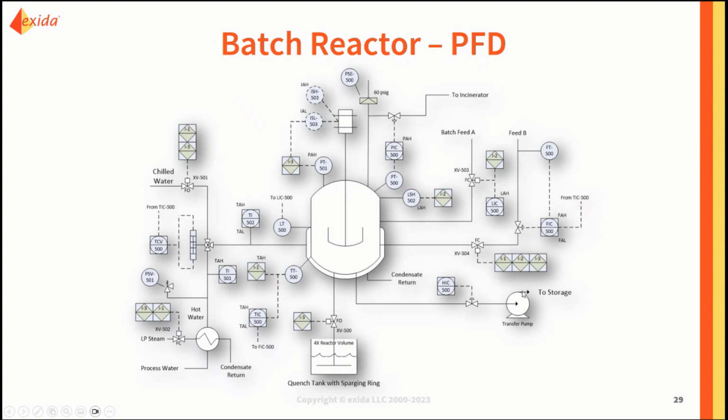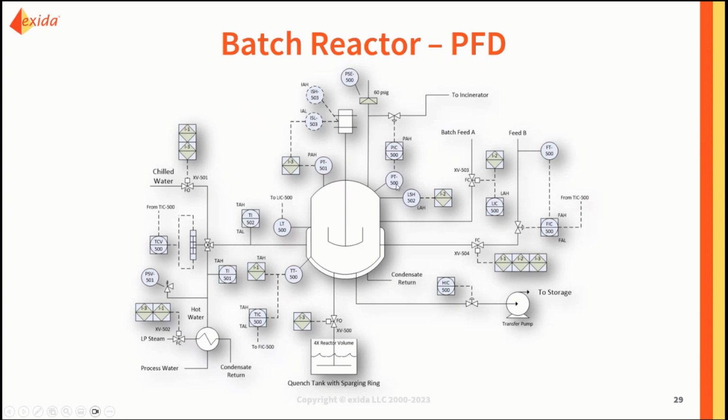The product is going to be transferred with this transfer pump to storage. And if anything goes wrong, there is a quench tank that can be used. It's 4 times the volume of the reactor, where you can dump the contents of the reactor in case of a hazard scenario. You can see here we have a few pressure transmitters.